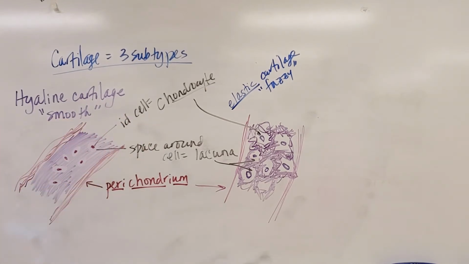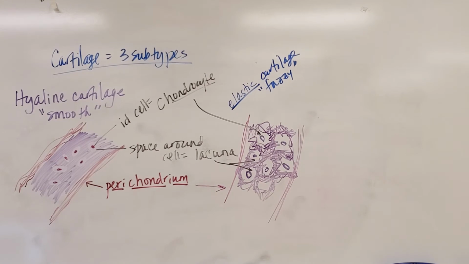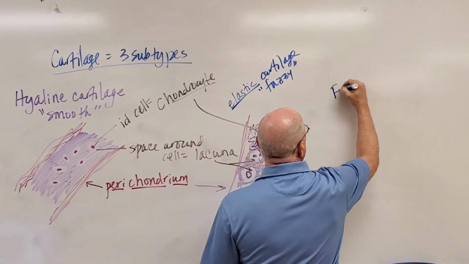Okay? Now, the last type of cartilage tissue that we can look at, let me make sure I have enough room. I'm sorry, I'm not a professional here, and I don't have a film crew, so I got to do this all by myself. The last type of cartilage we're going to look at is called fibrocartilage.